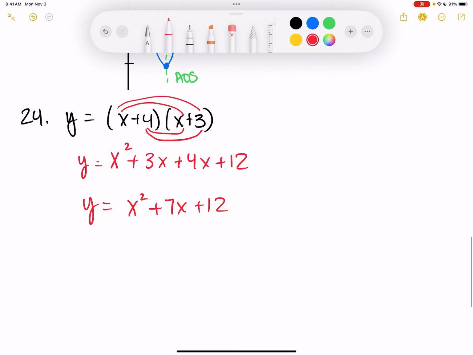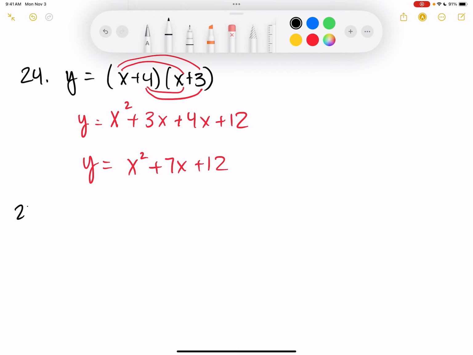26. H of x is equal to 4 times x plus 1 times x minus 6. When I have a problem like this, I will usually FOIL first, and then I'll multiply everything by 4. Just make sure you don't forget that. You can do it in any order, but I usually do the FOIL and then bracket it off.